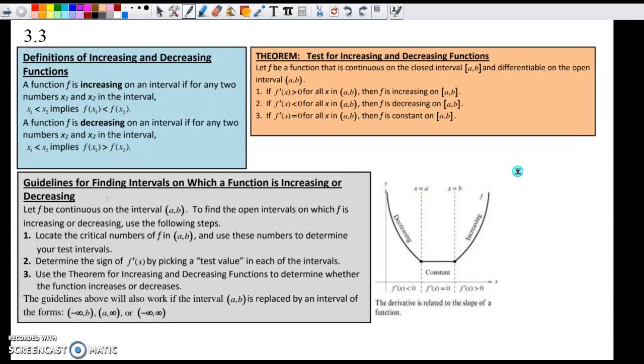3.3, this is the stuff that you need to know for Friday. How to check whether a function is decreasing, where it has a negative slope, constant, where it has a zero slope, or increasing, where it has a positive slope. Again, I'm not going to read through all these. You can read these. The guidelines here are going to be helpful for you to get steps on how to do this stuff.